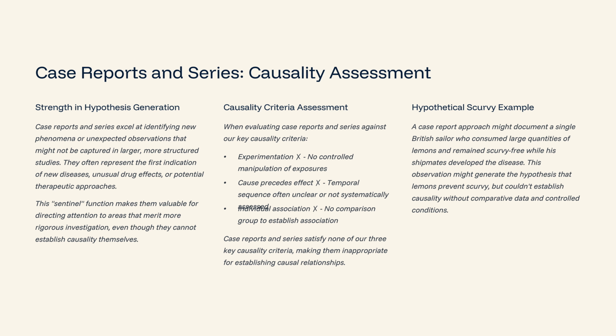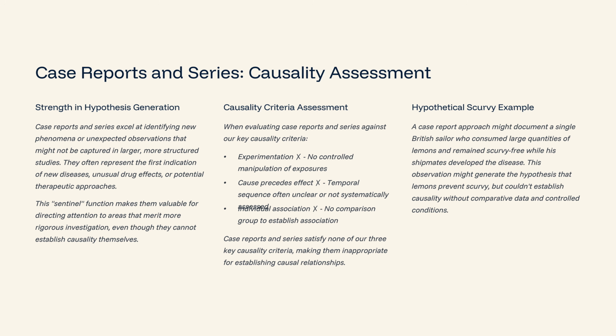In terms of their ability to establish causality, they don't check any of the three boxes we're interested in, and I apologize for the typo on individual association there. But they just don't check any of the boxes. And so what are they really useful for? In hypothesis generation. So they kind of give you an idea, maybe something's going on here. Let's study it in a cross-sectional study, and then we'll study it in a case cohort study and things like that.